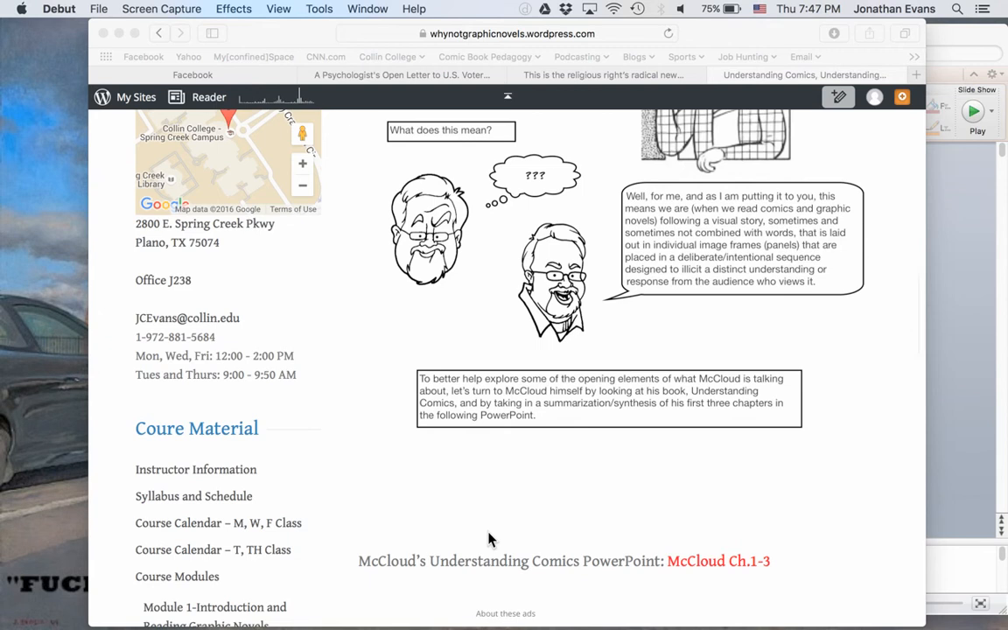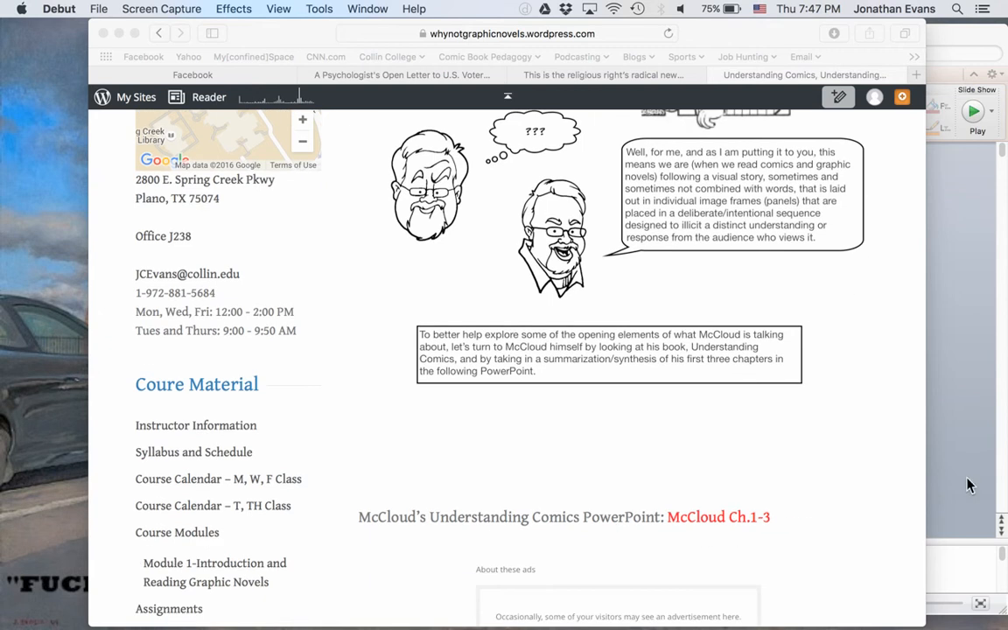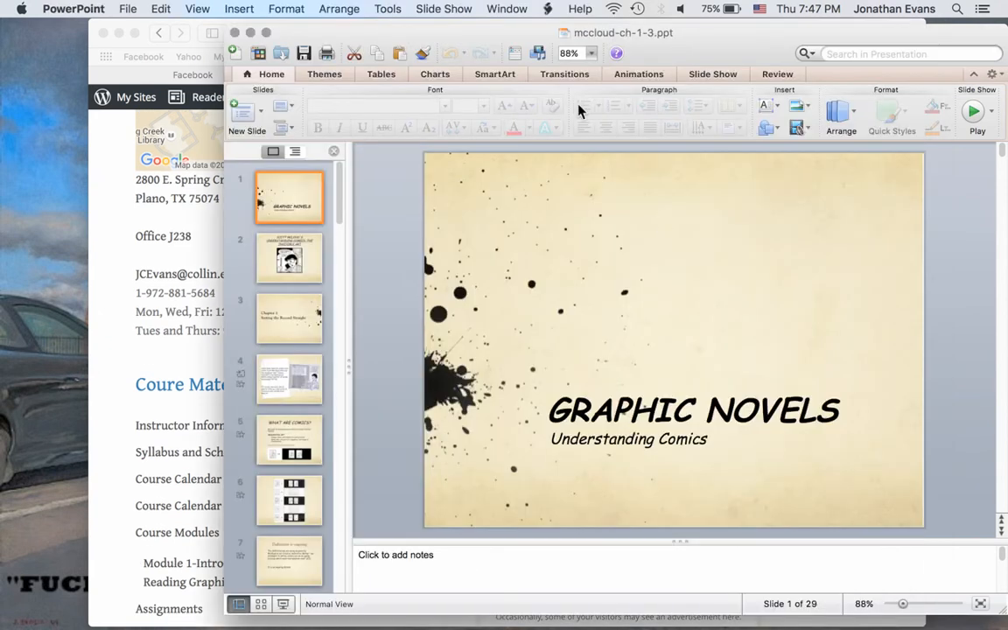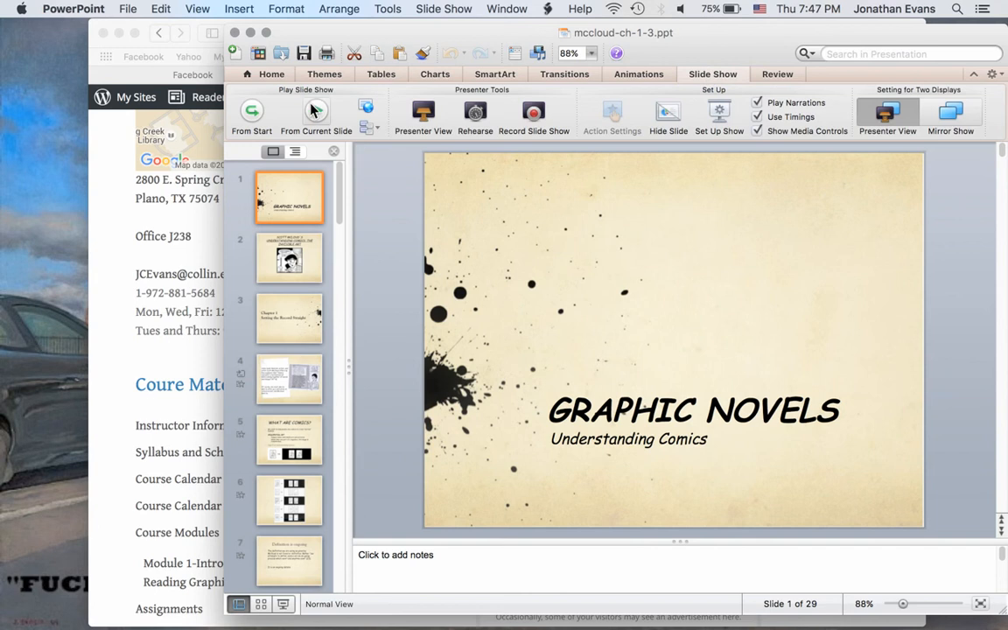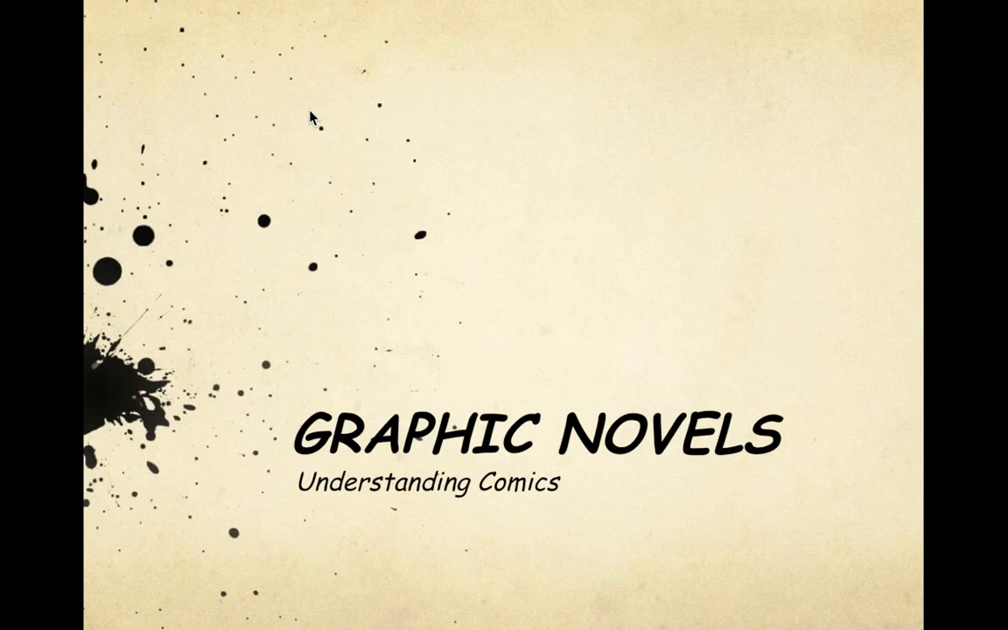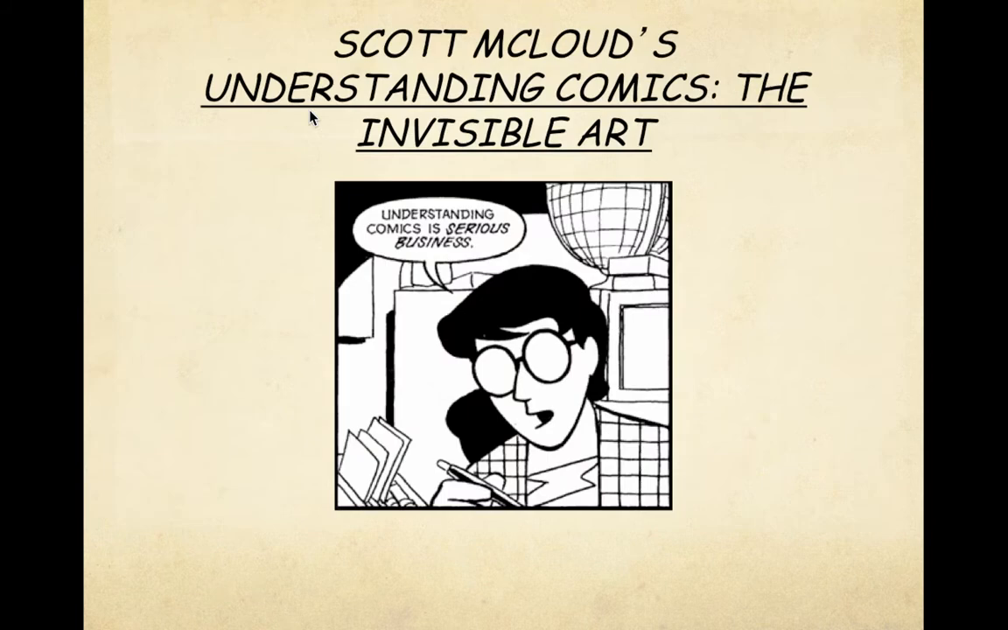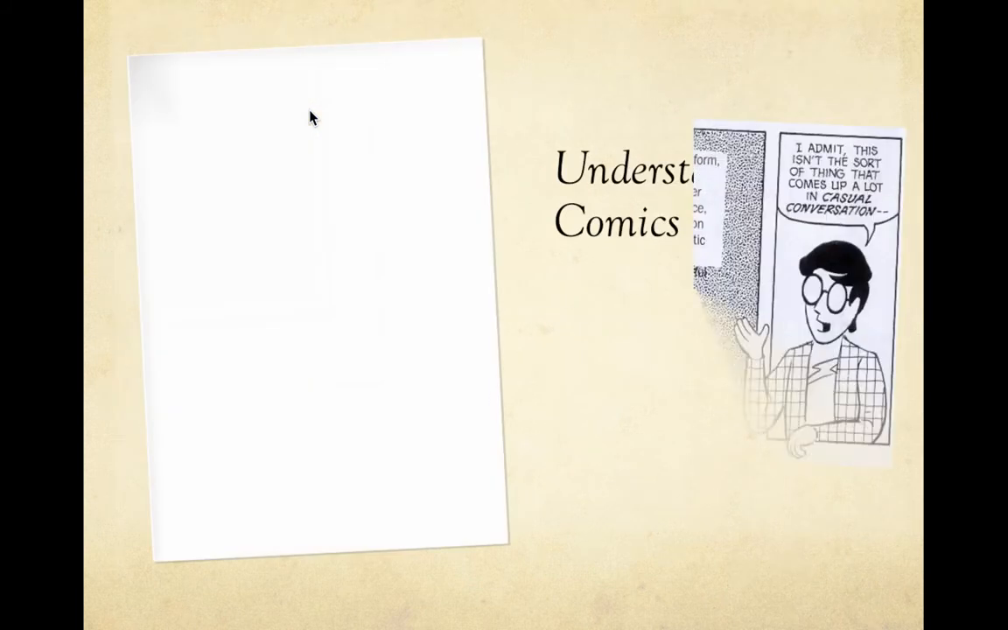And one of the things I want to do to help kick us off is look at this PowerPoint I have posted here at the bottom concerning McCloud's chapters 1 through 3. And I think this will help us begin to have a deeper understanding of what we're going to be dealing with. So here's McCloud again. This is the full title of his work. And he says, Understanding Comics is a Serious Business. And so we're going to go with chapter 1, Setting the Record Straight.